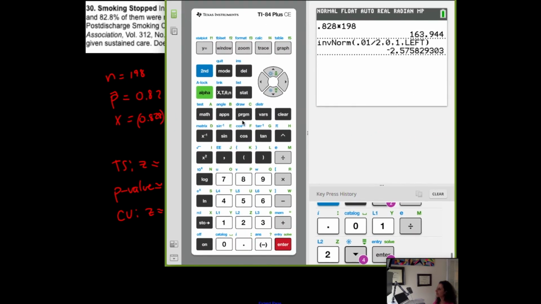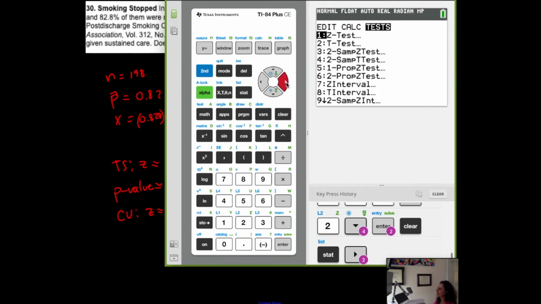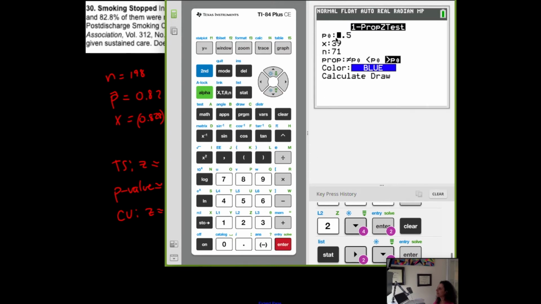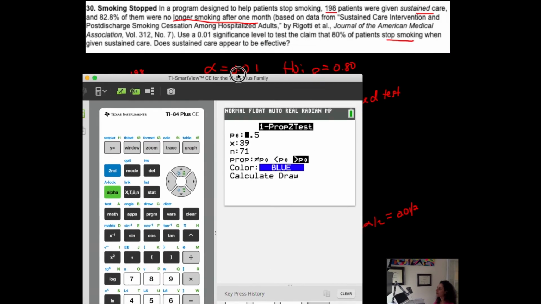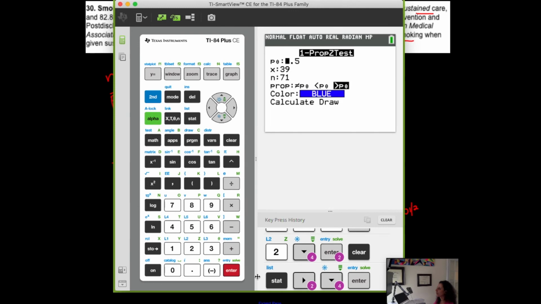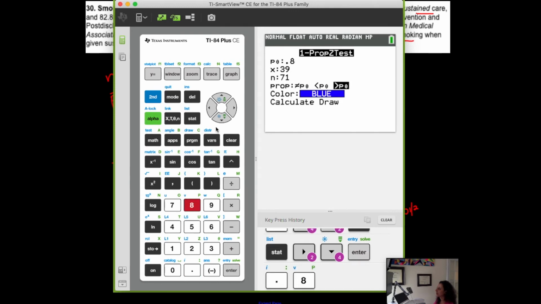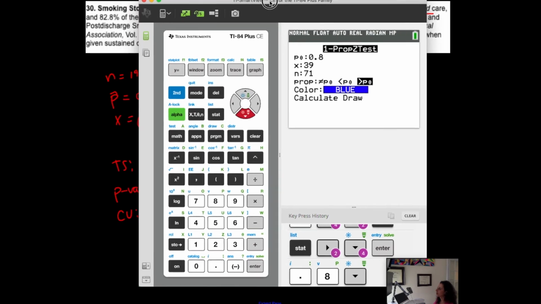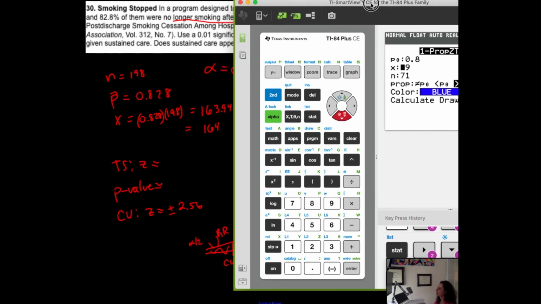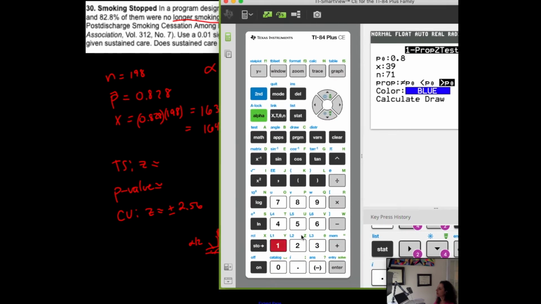Let's actually find the test statistic and the p-value. So I'm going to go to stat, tests, down to 1-PropZTest using my calculator. And p0 is the value on the null. So what is that? Equal to 0.8. So 0.8 is p0. X we had to approximate, which was 164. And then my n, my sample size, was 198.